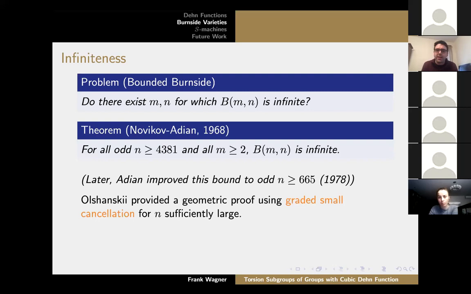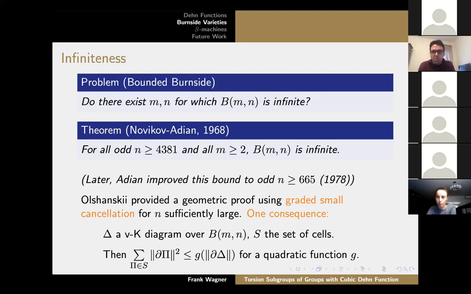Now one consequence of this graded small cancellation is something I want to touch upon. If we go back and think about what small cancellation does for us using Dehn's algorithm, it shows us that hyperbolic groups all have linear Dehn function. Well, here, since we're looking at graded small cancellation, which is a generalization of small cancellation, you might want to expect something similar, something nice.